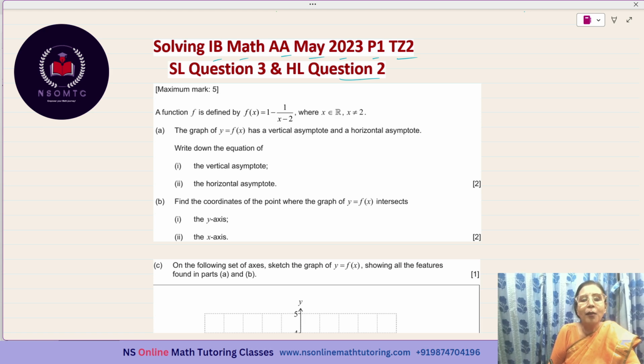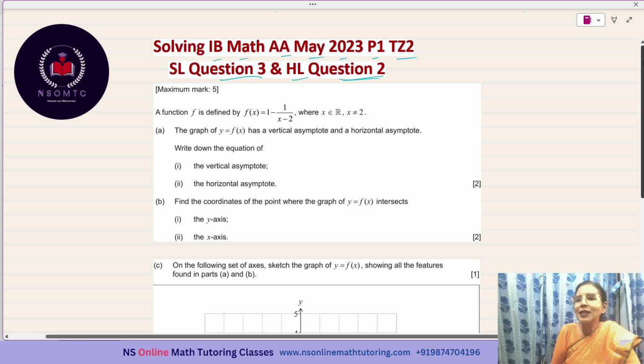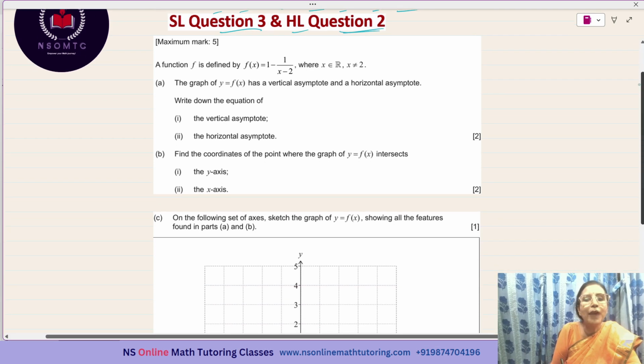And again, this is a question common to both the SL and the HL level students. For the SL students, it is question number 3, and for the HL students, it is question number 2. So, without any further delay, let us start answering this question. The maximum mark is 5.